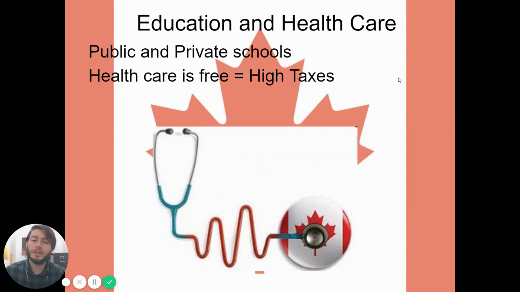Okay, so education: they have a public and private school system similar to ours. Healthcare is free in Canada. So in Canada, you don't have private insurance. Here in the United States, if you work a full-time job, you get health insurance through your employer. Like here at the school, I work here full-time. The school has an insurance plan. I pay for the insurance plan, but it's only offered to Maryville employees. Does that make sense? Each different company or school or employer will have a different health insurance plan and company that they work with.